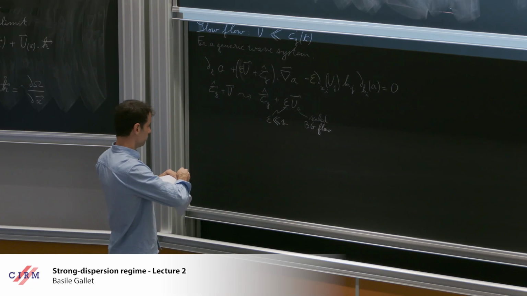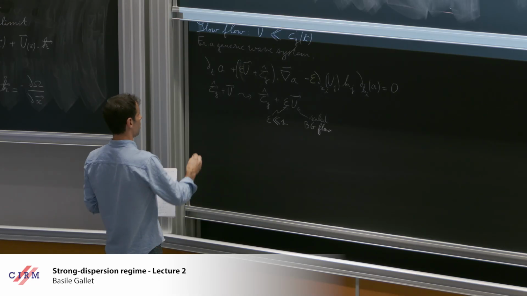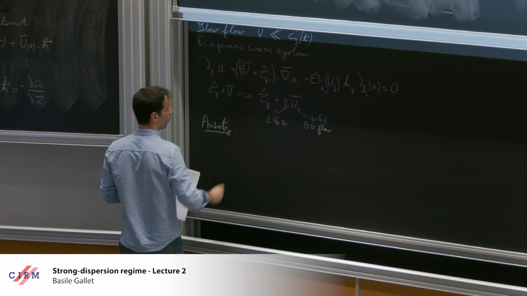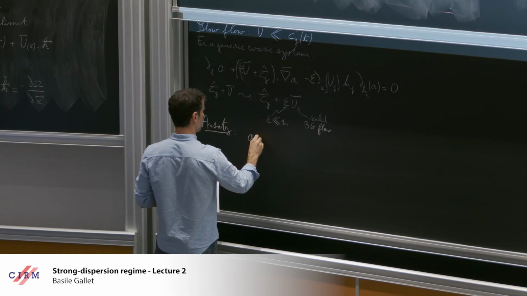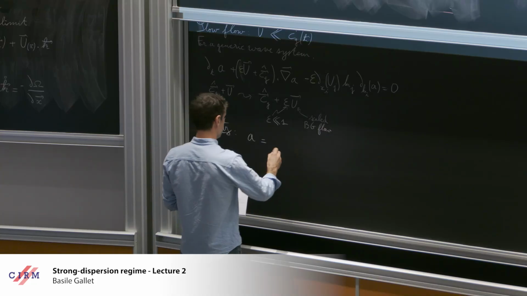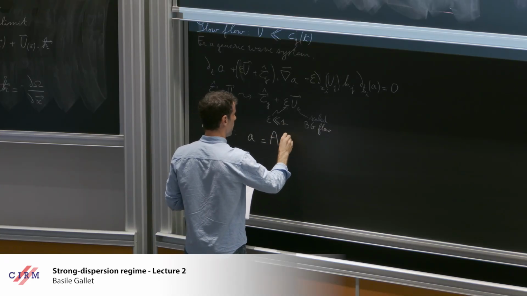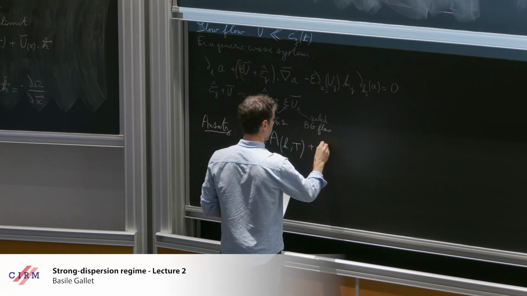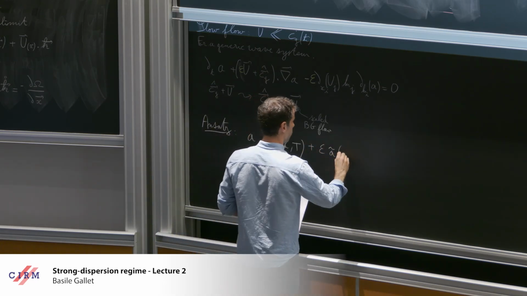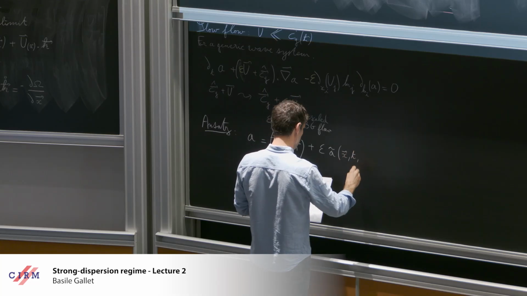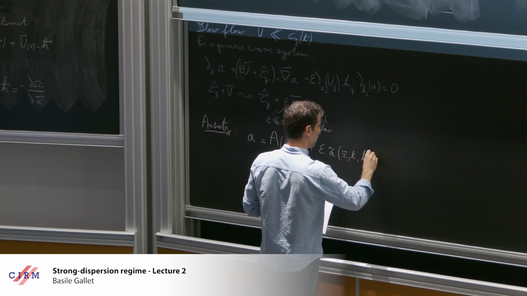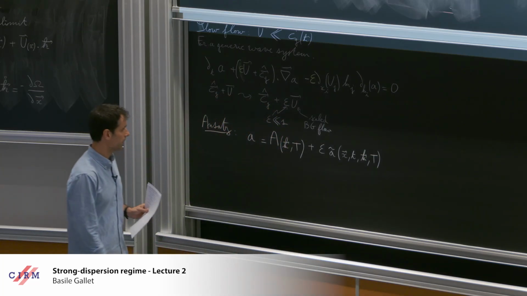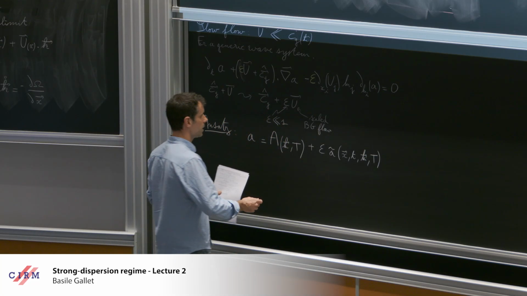So I'm going to look for a solution under the following form. So the ansatz will be that A will be some lowest order capital A of K and a slow time capital T, plus a small correction A tilde, which is a function of X, T, K, and slow time. Okay, maybe there should be a K like that.